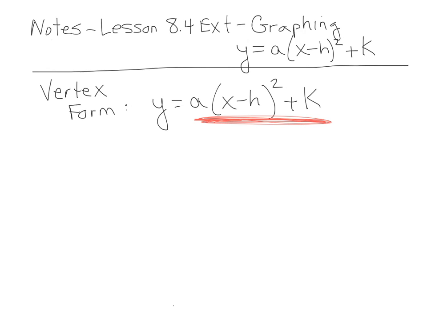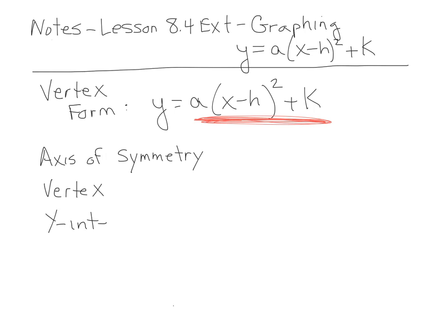You're still going to be able to find your axis of symmetry, the vertex, the y-intercept, and an extra point. So we're still going to be able to find all these key parts of a parabola, but they're actually going to be pretty simple when things are in vertex form.